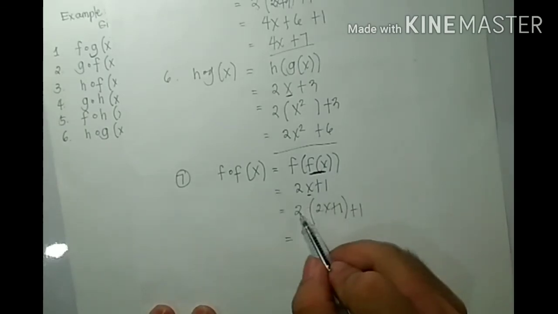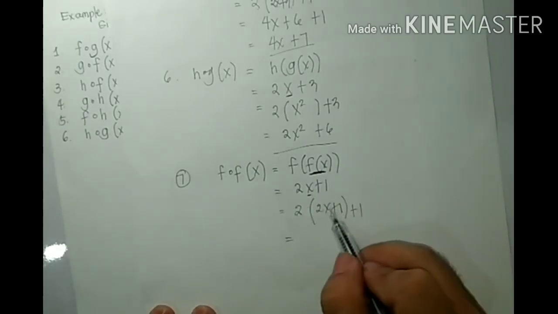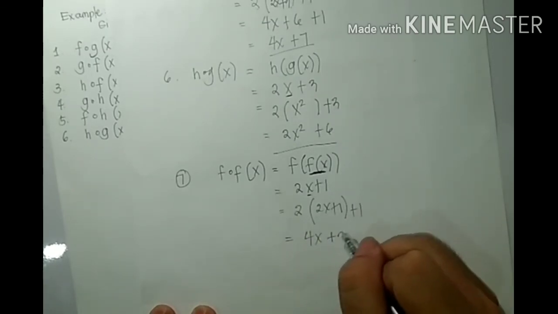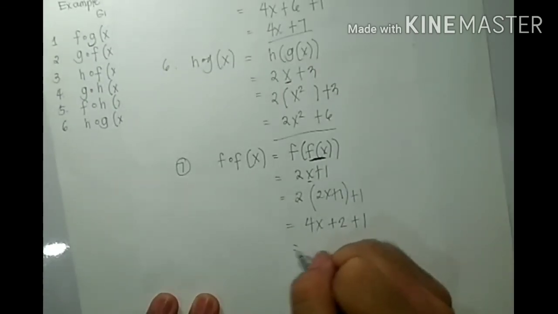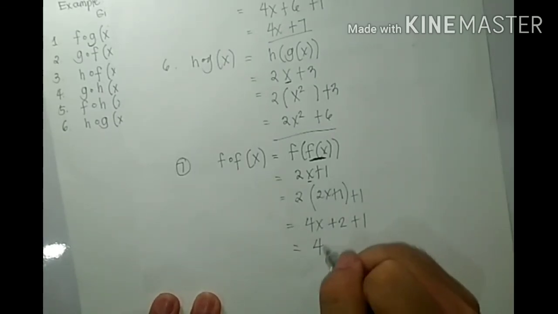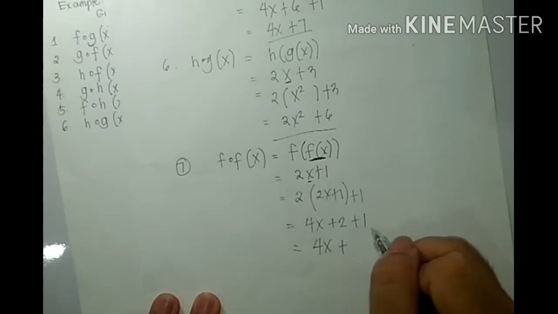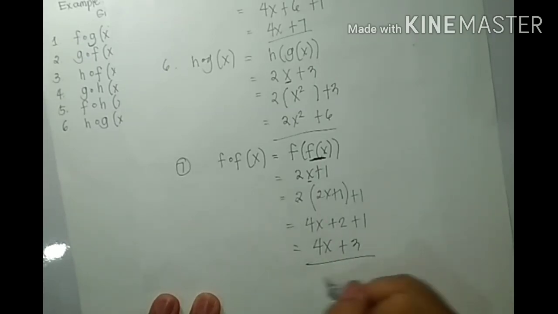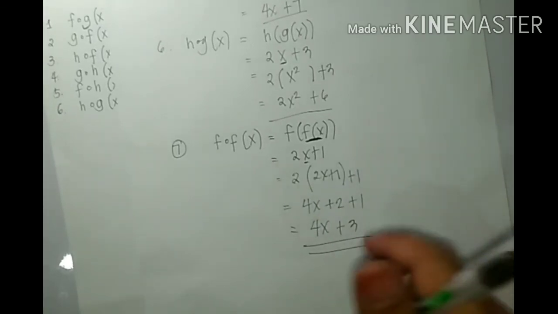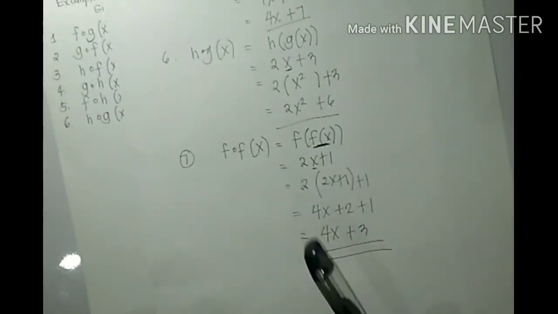So we need to distribute 2 to 2x plus 1. So 2 times 2x, this is 4x. 2 times 1, this is positive 2 plus 1. So, simplify by combining like terms. So, we have 4x plus 2 plus 1. This is 3. So, meaning we have the given answer, which is 4x plus 3.